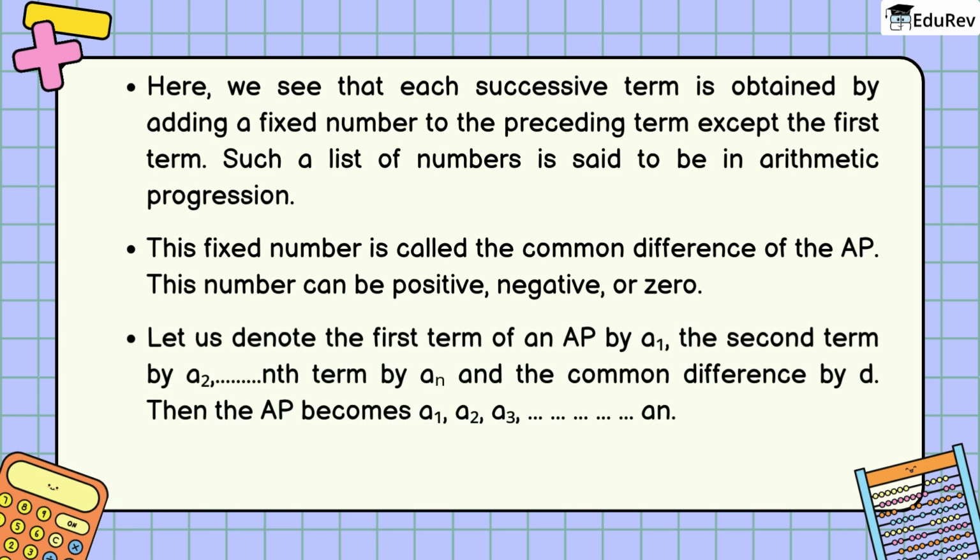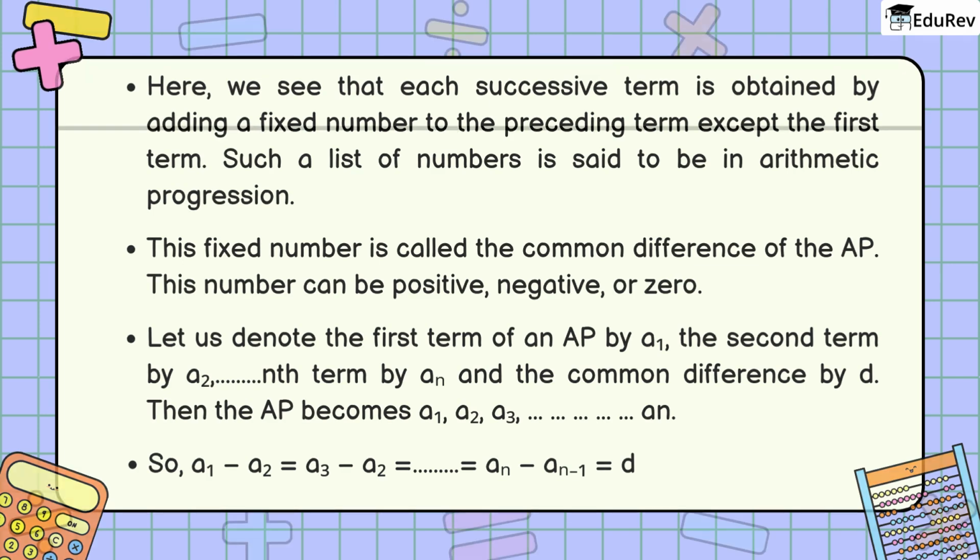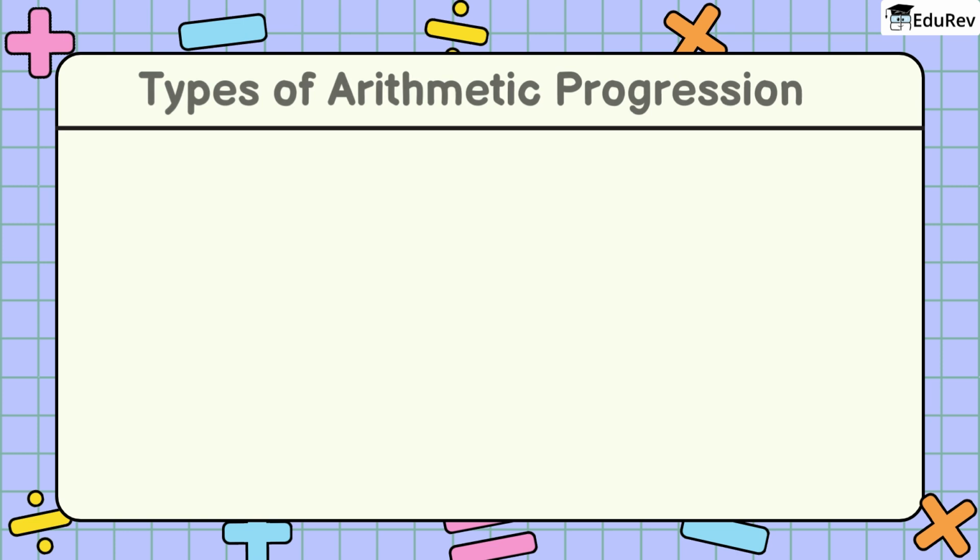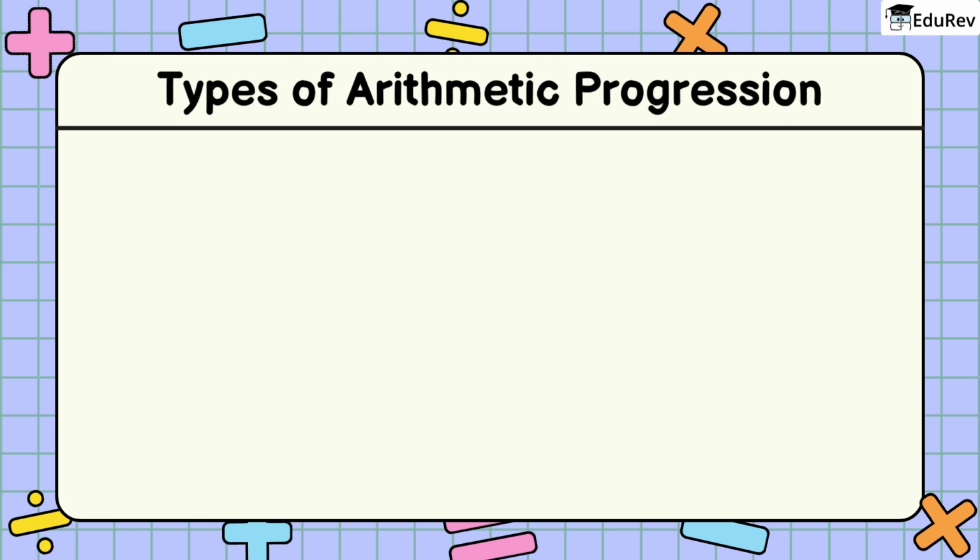Let us denote the first term of an AP by A1, the second term by A2, the nth term by An, and the common difference by D. Then the AP becomes A1, A2, A3. So, A2 minus A1 is equal to A3 minus A2 is equal to An minus An minus 1 is equal to D. Now, let's look at the types of arithmetic progression.